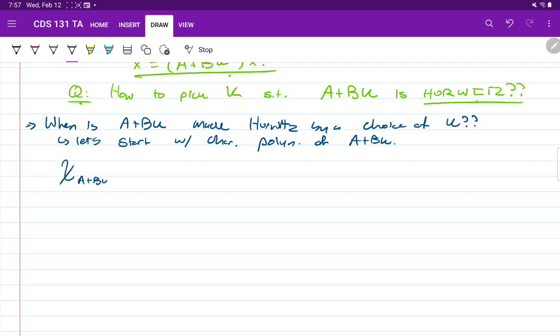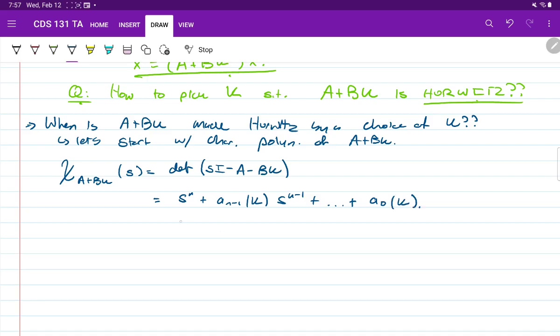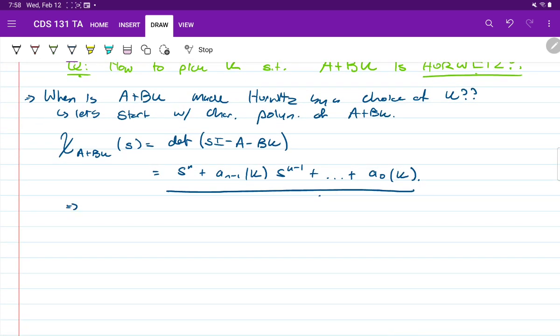So we have chi of A plus BK, evaluated at s, is equal to the determinant of sI minus A minus BK. And let's say we have some coefficients that are functions of K that give us this characteristic polynomial. So this will be equal to s to the n plus some function a_{n-1}(K) s to the n minus 1, plus all the way down until plus a_0(K). So each of these coefficients depends on K. So here's the basic idea.